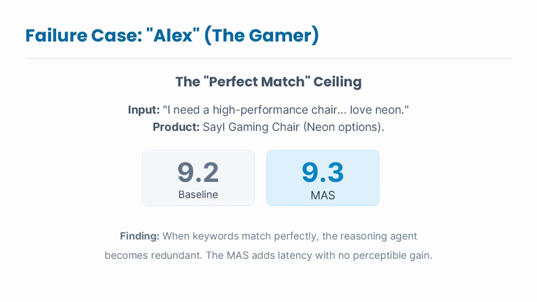But the system isn't always perfect. In this case, Alex, the gamer, is looking explicitly at the neon chair, and the chair happens to be a gaming chair. When the keywords match perfectly, the reasoning agent becomes redundant.